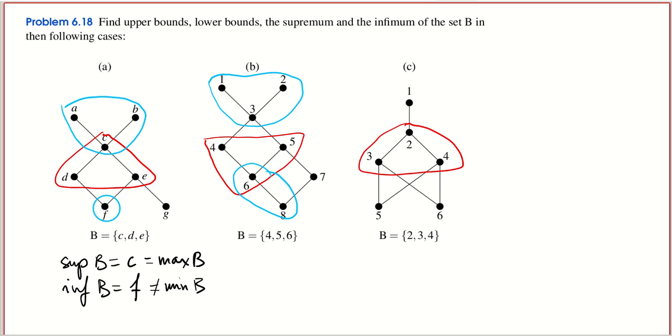Okay, then the supremum of this set is the smallest upper bound, which is 3, and the infimum is the largest lower bound, which is 6. This is not the maximum because it's not in the set, but this is the minimum because it's in the set, right?